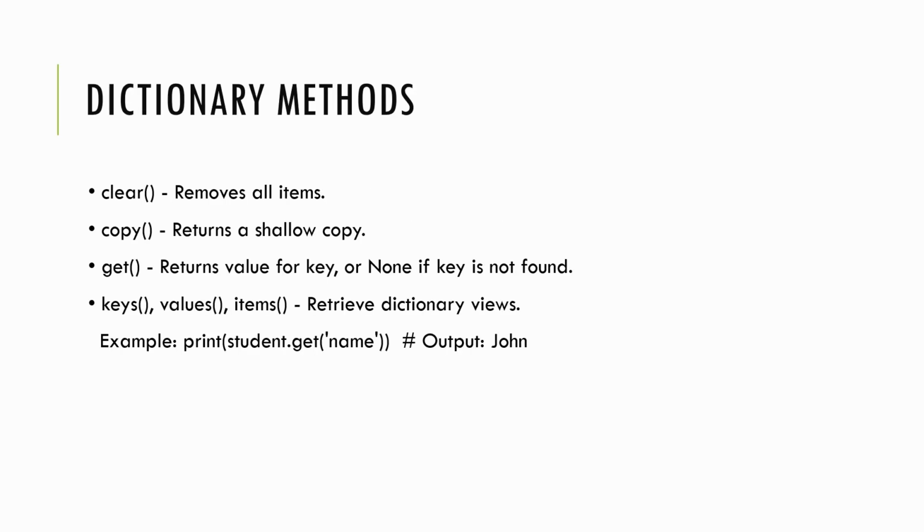Python dictionaries come with several useful methods. For instance, clear removes all items from the dictionary. The copy method returns a shallow copy of the dictionary. If you want to safely access a key without causing an error, use get. If the key does not exist, it will return None. To get all the keys, values, or key value pairs, you can use keys, values, and items respectively.